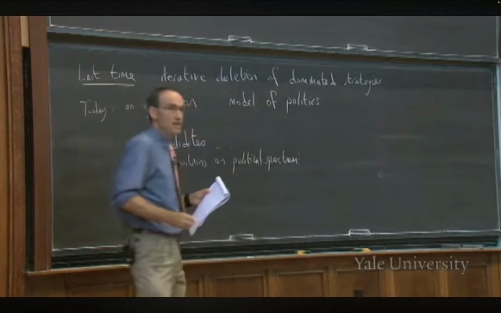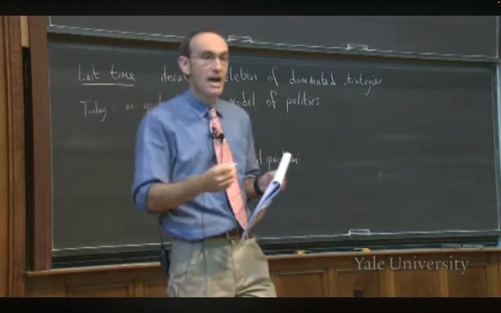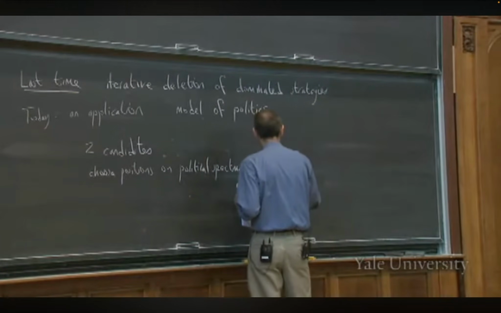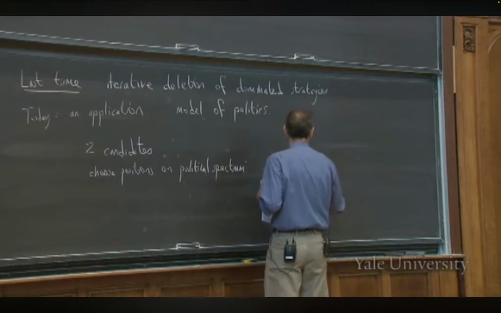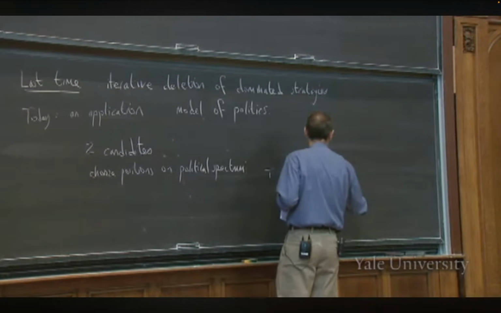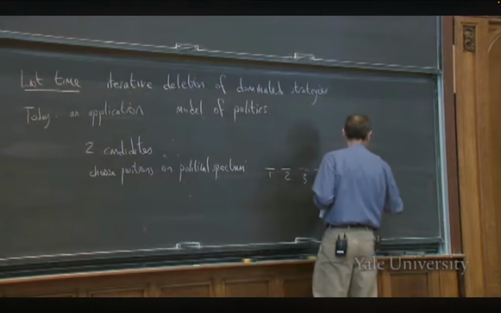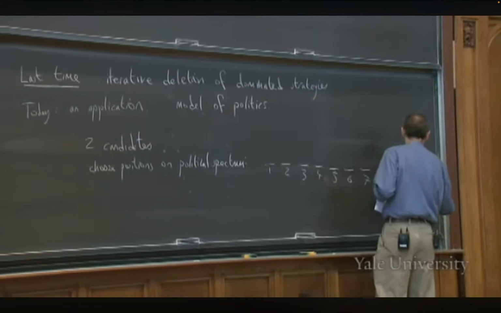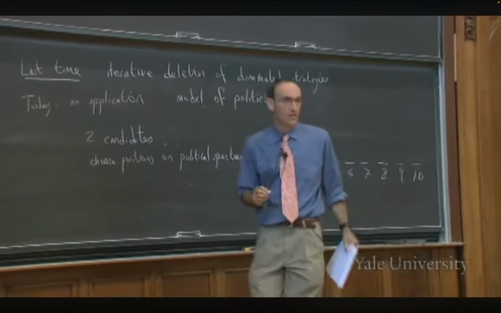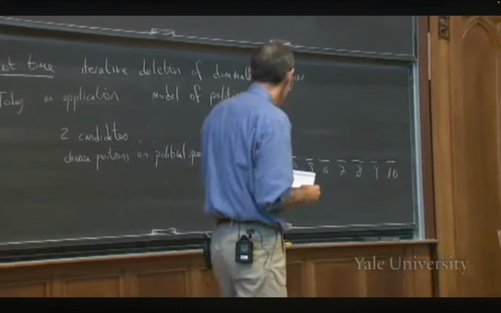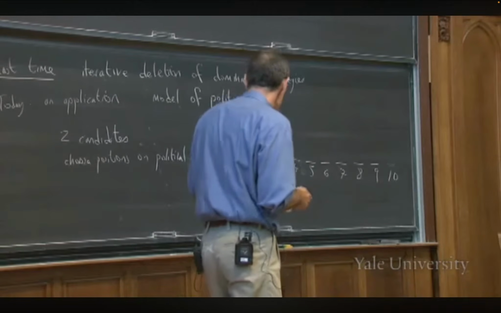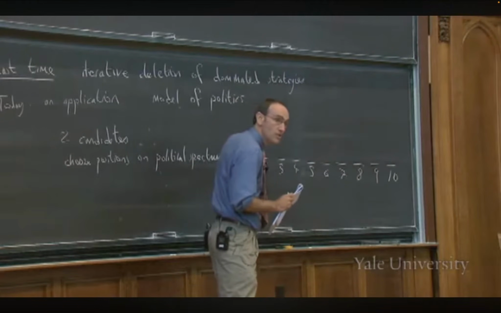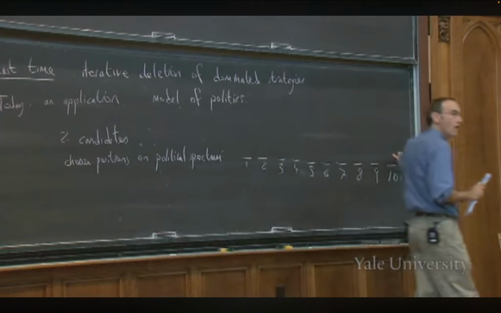And to make life easy, we're going to assume that this political spectrum has 10 positions. So here are the positions. We'll call them 1, 2, 3, 4, 5, 6, 7, 8, 9, and 10. Not very difficult. What's the idea here? We haven't finished describing the game. The idea is that these positions are left-wing positions, and these positions are right-wing positions.